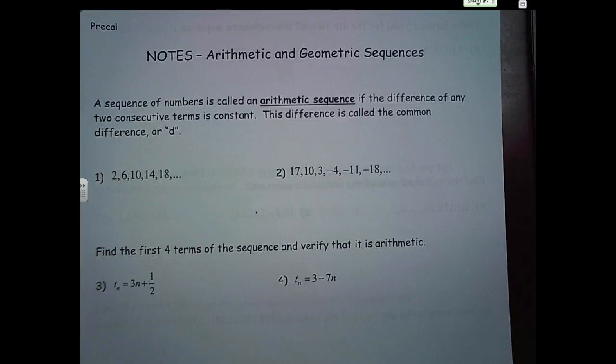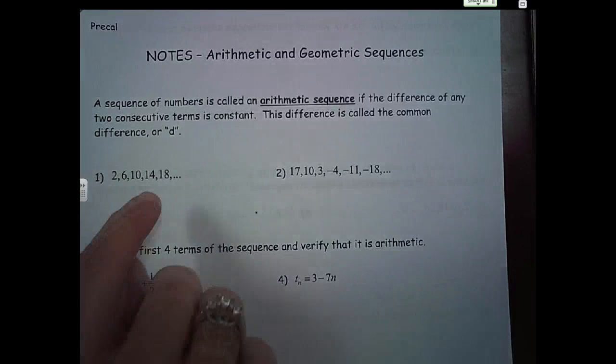So basically, once you have both arithmetic and geometric, you have to decide which one it is first, because there's a different formula to use for each. And it's really easy to decide. Either they have a common difference or a common ratio. In other words, to get from one number to the next, you either use addition or subtraction, which is arithmetic, or you have to multiply, which is geometric. So the ones that we're going to do right now are arithmetic.